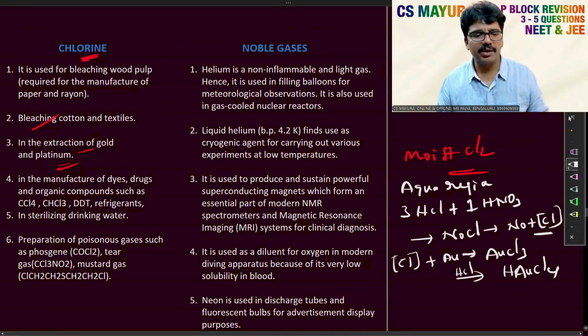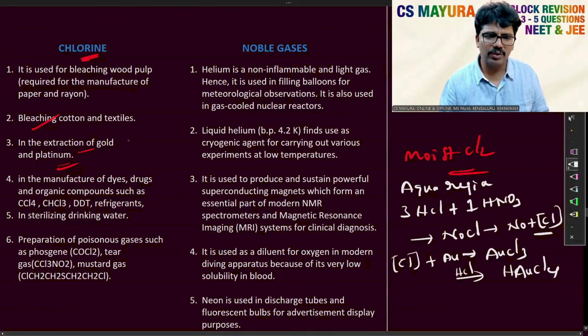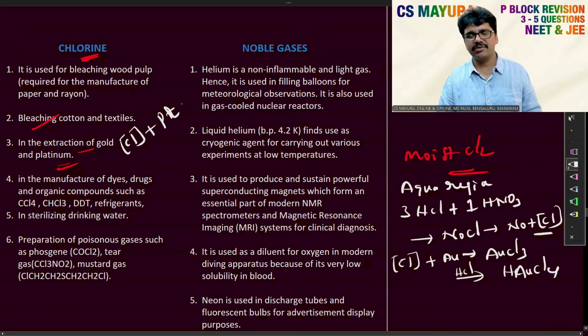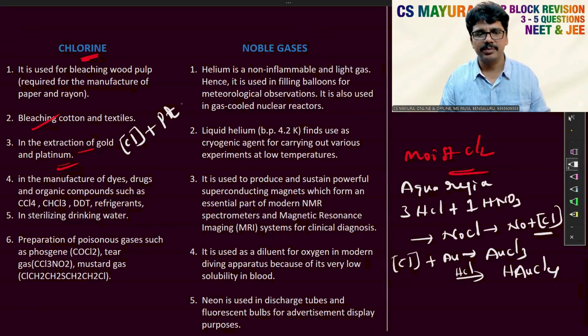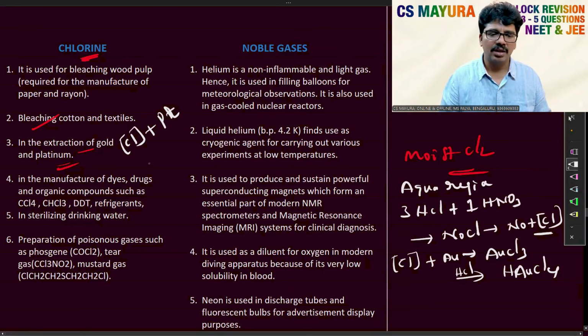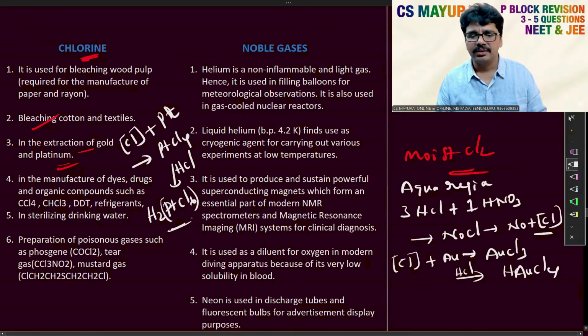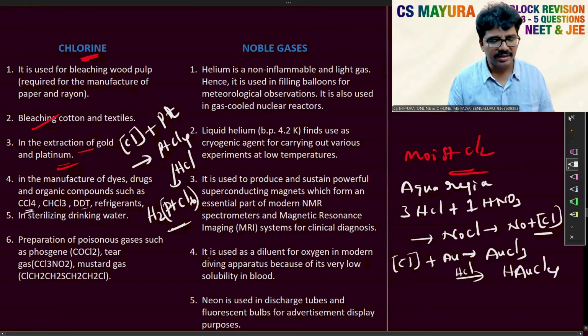Next, how is platinum extracted? We know that nascent chlorine is formed. It combines with platinum. HCl alone does not react with platinum, and nitric acid does not react with platinum. Only aqua regia reacts with platinum because there is a formation of nascent chlorine. Now this platinum reacts with chlorine and produces PtCl4, and PtCl4 further reacts with HCl and produces H2PtCl6. This complex is formed, right? Hexachloroplatinic acid. This is how chlorine is used to extract gold and platinum in the form of aqua regia.